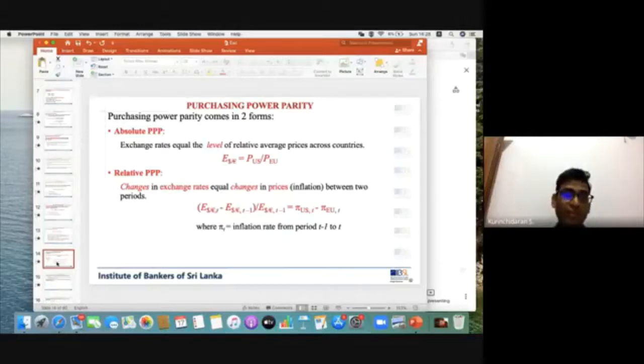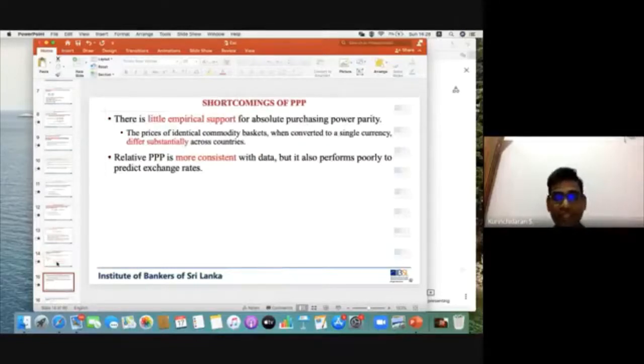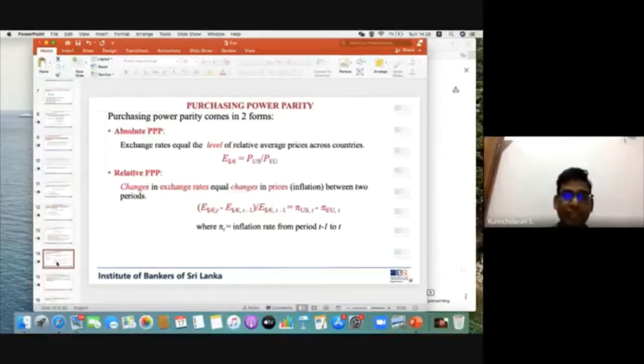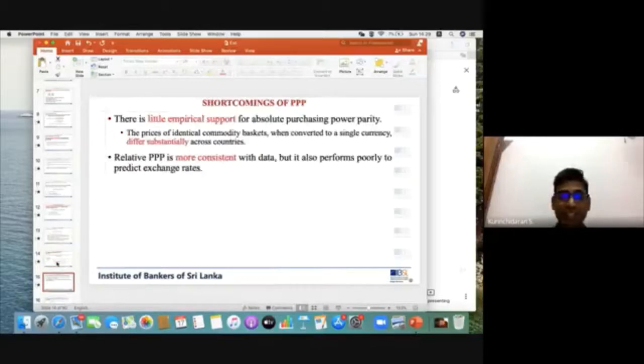Based on these literatures, it shows that it's very little evidence. But this relative purchasing power parity, of course, you could see more evidence, that is more consistent with data. But it also performs poorly to predict exchange rate. Even though we say exchange rate changes can be derived from the inflation differences between two countries, that also poorly predicts the exchange rate.